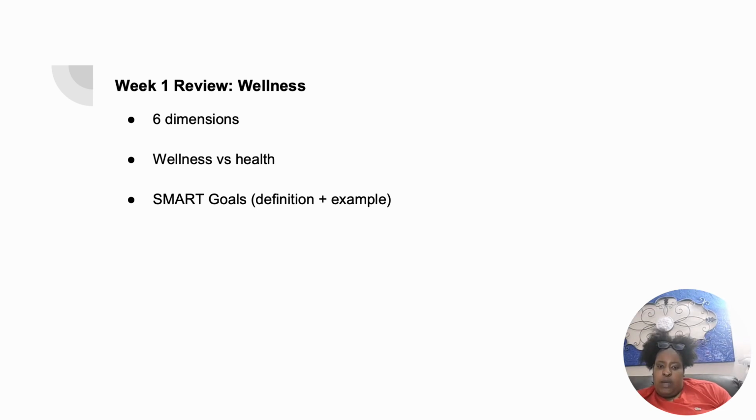We also talked about SMART goals and what that really means in a definition. So remember, SMART goals: the S is for specific, M is for measurable, A is for achievable, R is for relevant, and T is for time bound. You should be able to recognize and create SMART goals on the midterm as well, because there will be questions pertaining to this.